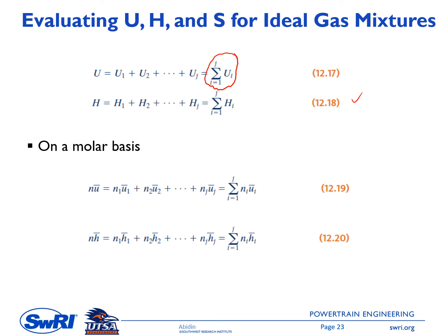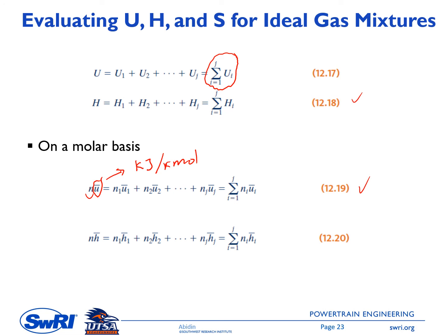So the first equation here, equation 12.19, is the specific internal energy per unit mole. You can see here we have an upper bar. The unit for this parameter will be either kilojoule or joule per kilomole. And then n here is the number of moles.